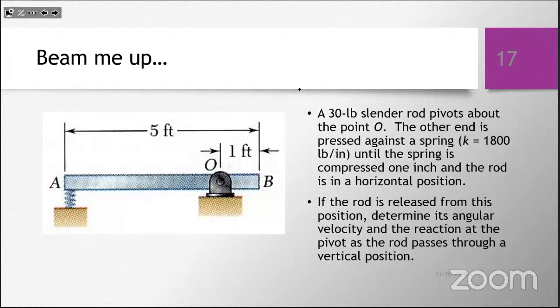If the rod is released from this position, we need to find the angular velocity and the reactions of the pivot as the rod passes through the vertical position. So state 2 is going to have this straight up and down at point O. Okay. So what kind of problem is this? We're asked to find angular velocity, right, and the force. So what are we working at? Velocity and a force.